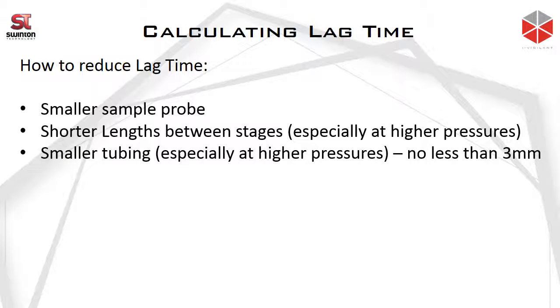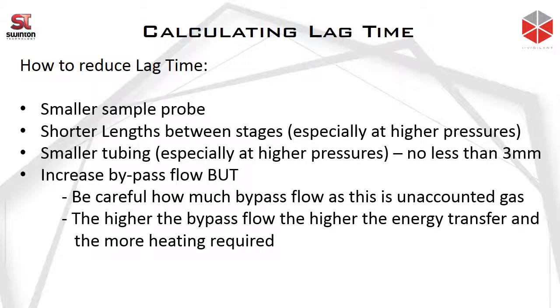We can use smaller tubing. Again, this has a larger impact when the pressure is higher. The standards dictate that we should not use less than a 3mm tubing. We could also increase the bypass flow, because that then reduces the volume and increases the flow, and so reduces the total lag time. But we must be careful how much bypass flow there is, because this can be unaccounted for gas. It's often just vented into atmosphere.